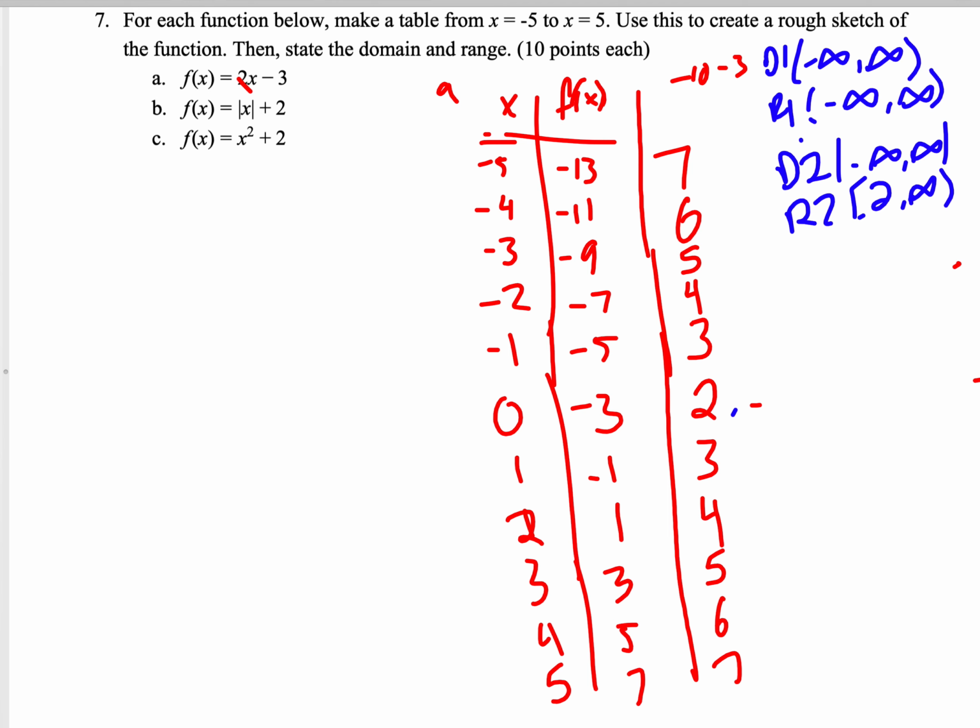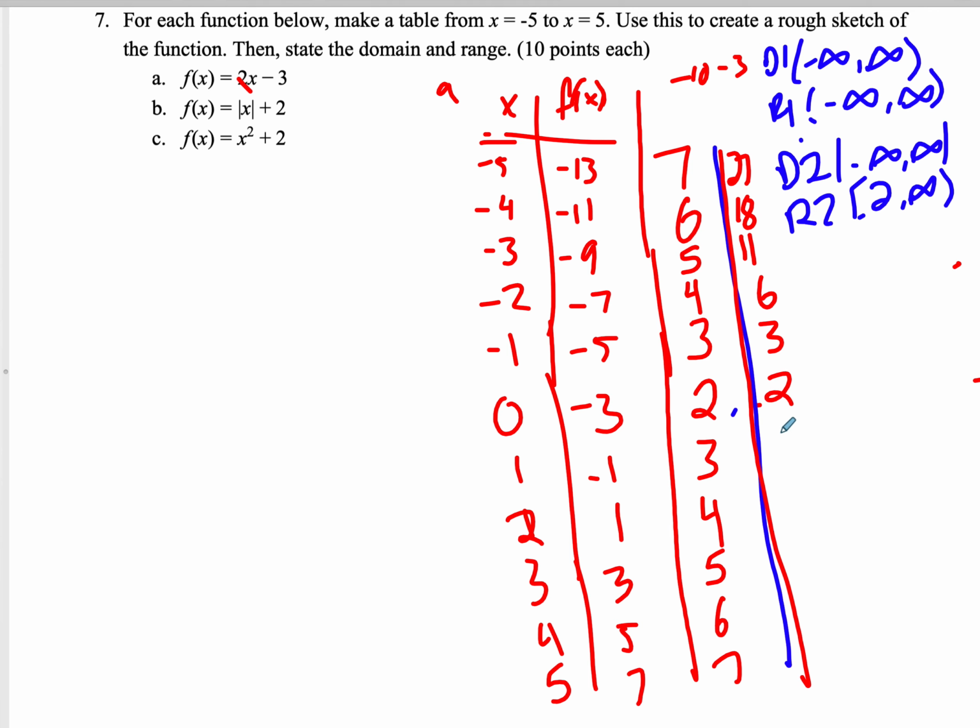Last one was a quadratic, so you were just squaring it. So 25, that would be 27. 18, 11, 6, 3, 2, 3, 6, 11, 18. So again, you get that nice pattern.